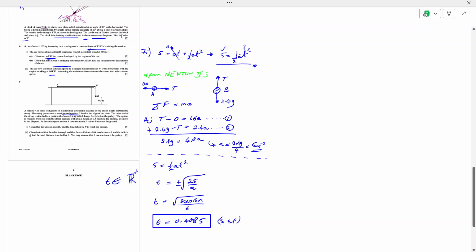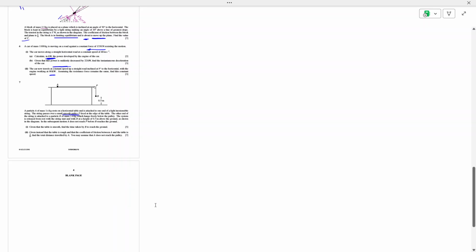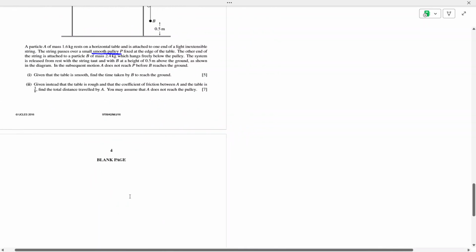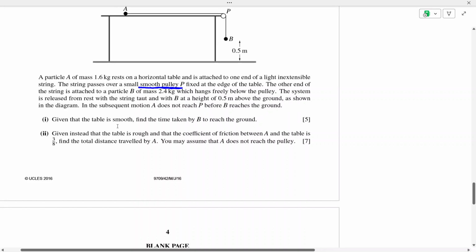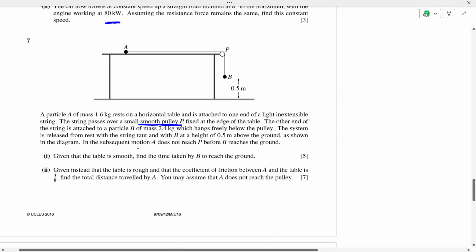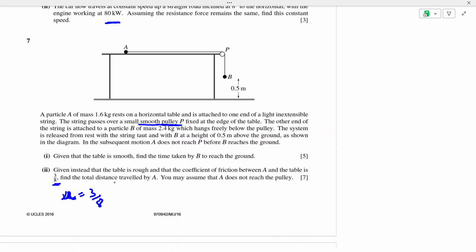You can take a screenshot if you want. I'm going to clear this part for part 2. Part 2 reads: given instead that the table is rough and that the coefficient of friction between A and the table is mu, in this case 3 over 8, find the total distance traveled by A. You may assume that A does not reach the pulley.